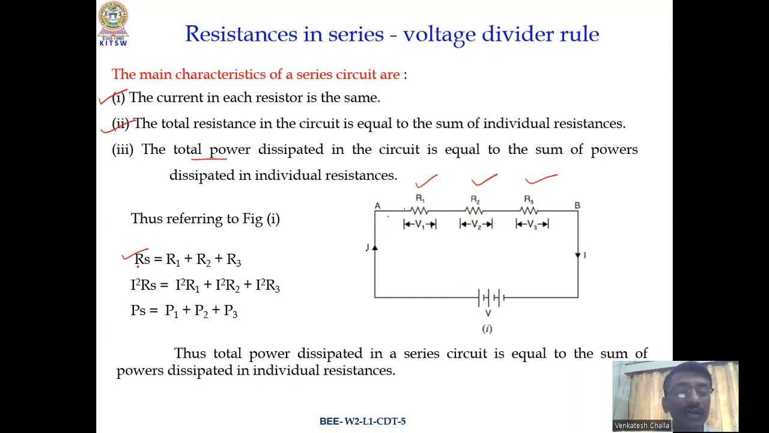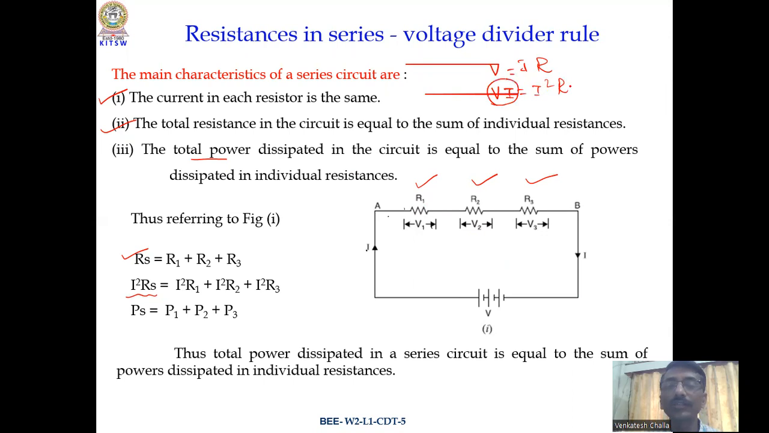See, we have RS is equal to R1 plus R2 plus R3. And if I multiply I square throughout, since the same current is flowing, I square into RS is equal to I square R1 plus I square R2 plus I square R3. So what is I square into R? As per Ohm's law, we have V is equal to I into R. Okay. Now, if I multiply by I, I get what? V into I is equal to I square into R.